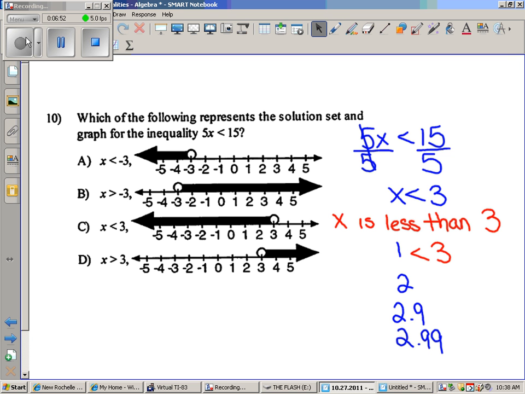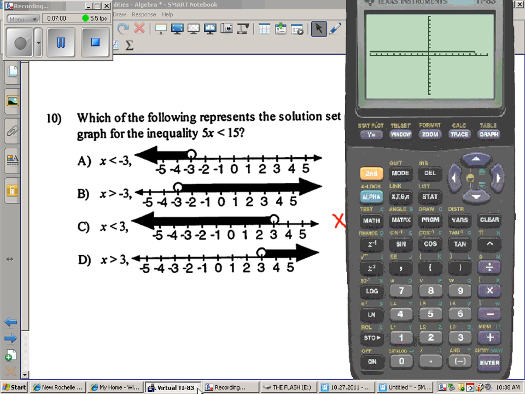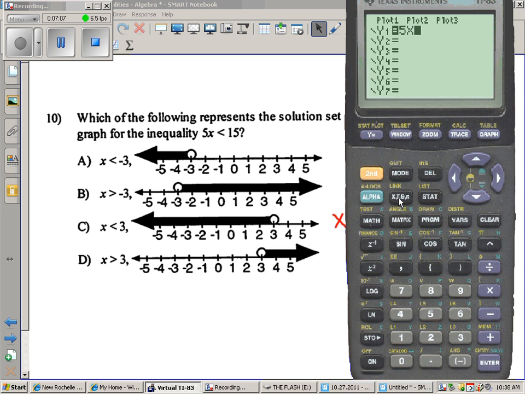Now, which one of these graphs do you think is the answer? You think it's C? Let's go and check using our calculator. 5x. Where do we go get all those weird looking symbols? Second math. Less than 15. Hit the graph button. See, it shows you the answer. That's pretty amazing, huh?